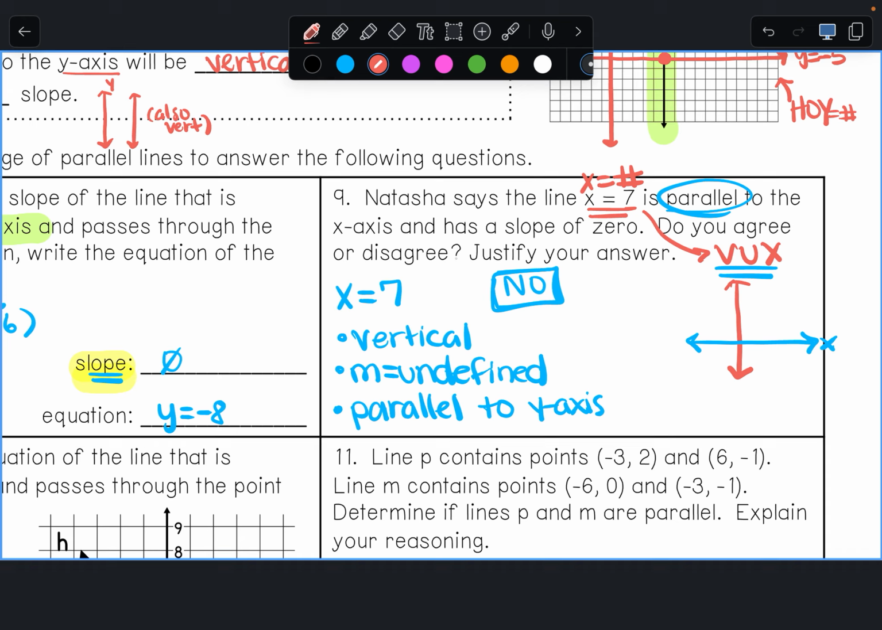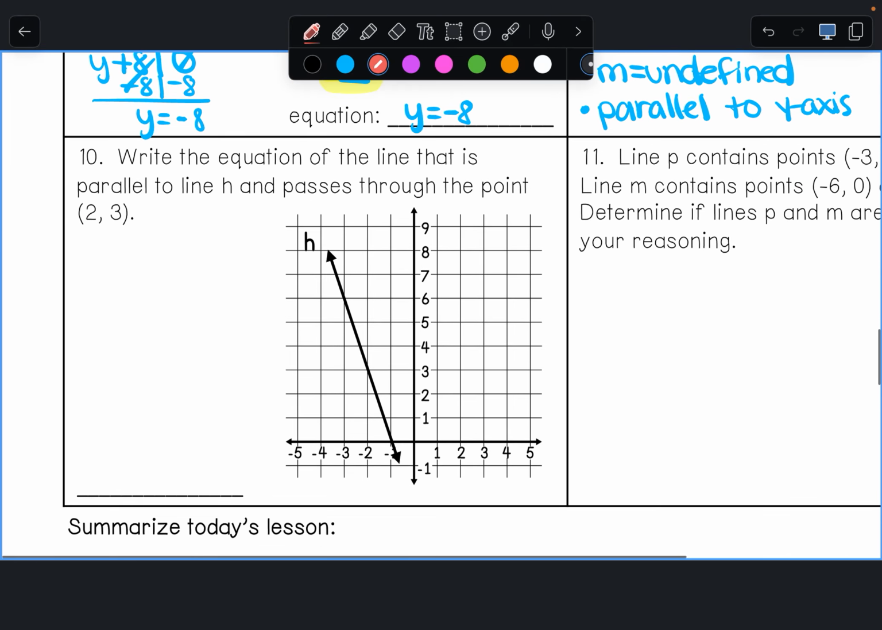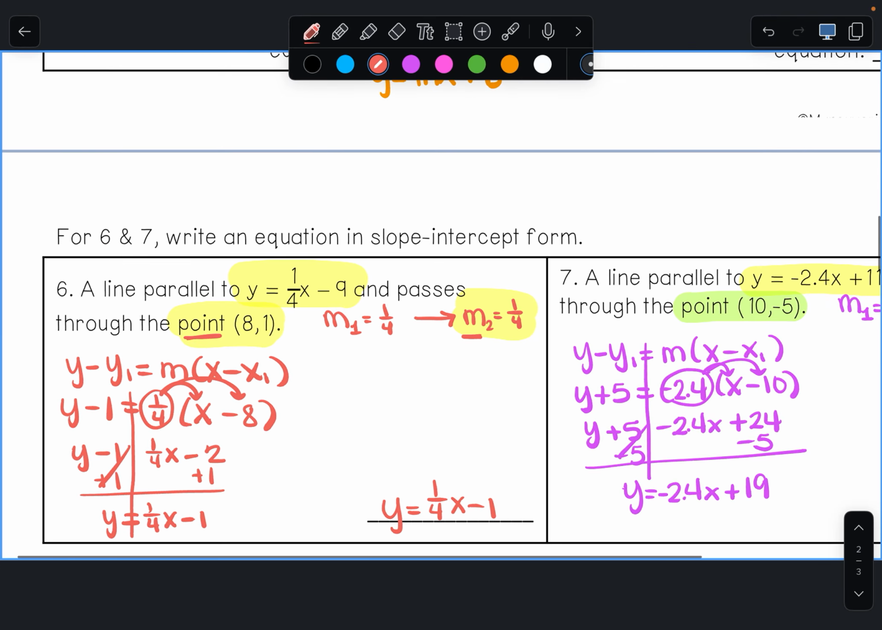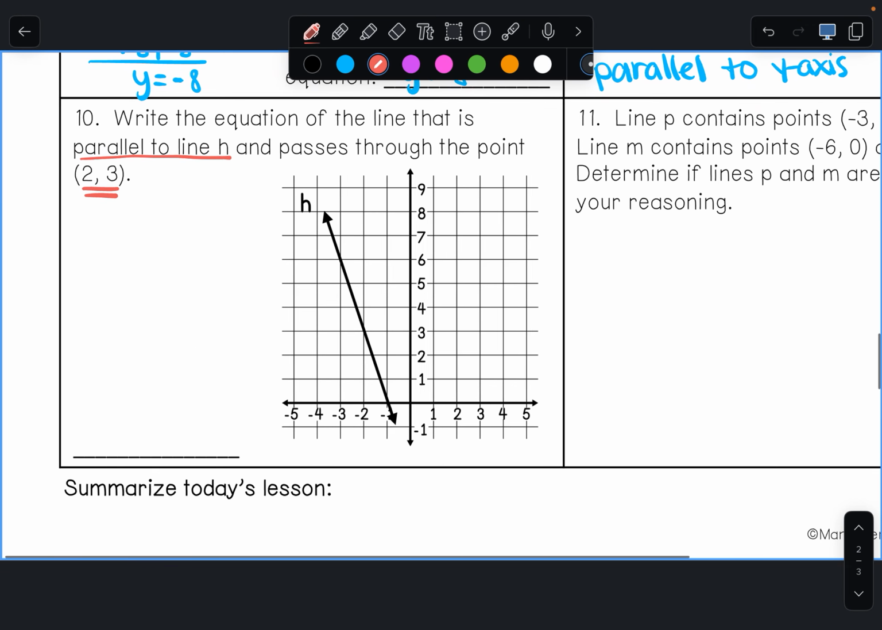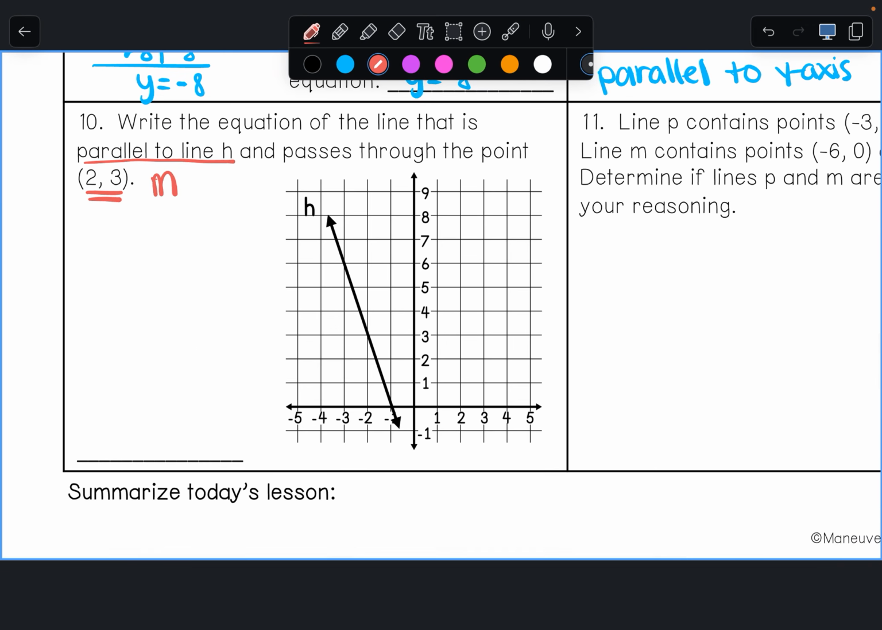Number 10. Write an equation of a line that's parallel to line H. And it passes through the point (2, 3). Okay? Well, we know that it passes through this point, and it needs to be parallel to line H. So what do we need from line H? The slope. Just like up here, what did we need from the equation? The slope, okay? So from this line, we need the slope. To find the slope of a graph, we use rise over run.